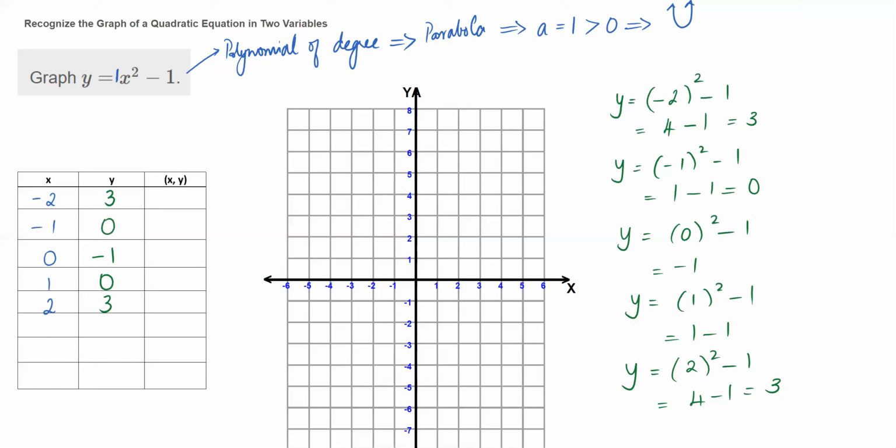So let's go ahead and graph these points. This is a graph grid with the scale already marked in it. Let's go ahead and do -2, 3. -2, 3 is right here.